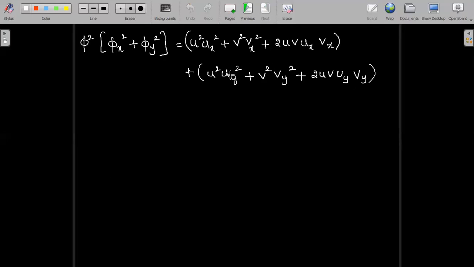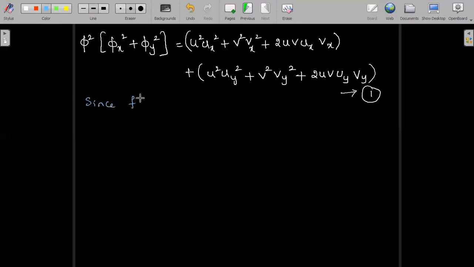Similarly for uuy plus vvy. Let us call this equation 1. Now we need to use the given data. The given data says that f of z is analytic. So using that, we need to use the CR equations and change the y terms to x.